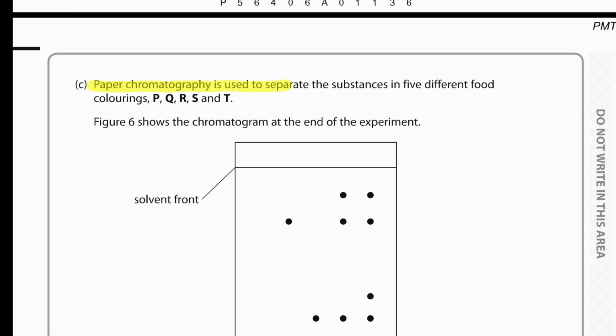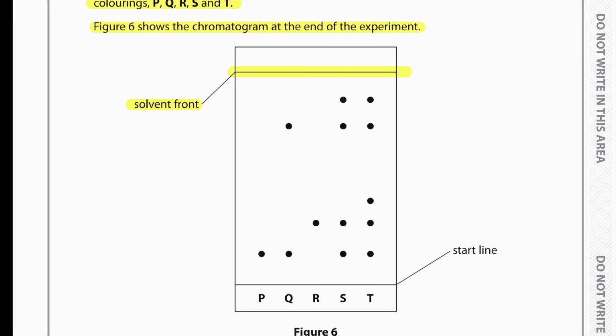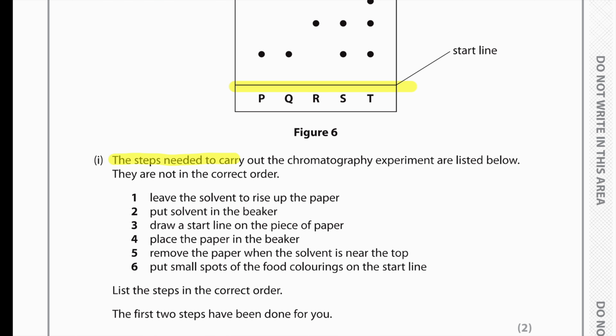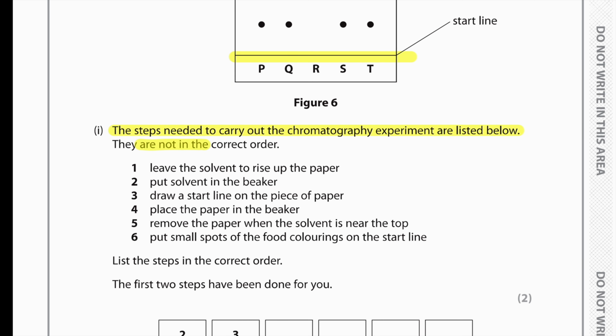Paper chromatography is used to separate the substances in 5 different food colorings, P, Q, R, S, and T. Figure 6 shows the chromatogram at the end of the experiment. We can see the solvent front and the start line where P, Q, R, S, T were tested from. The steps needed to carry out the chromatography experiment are listed below. However, they are not in the correct order.